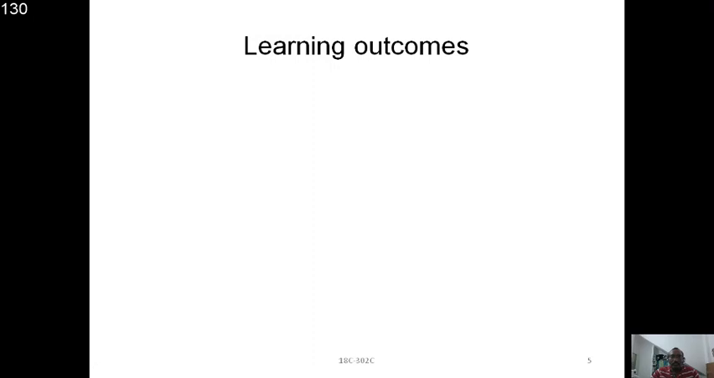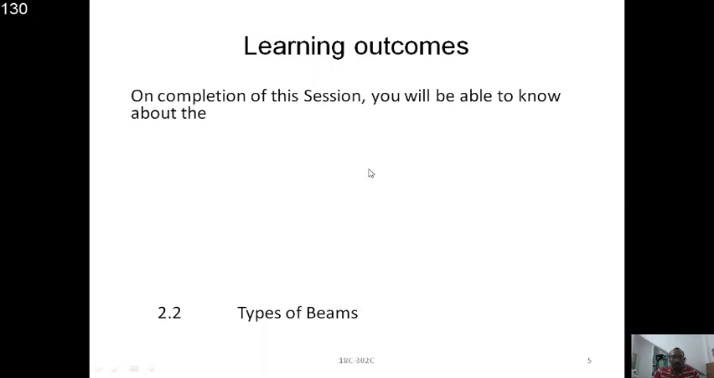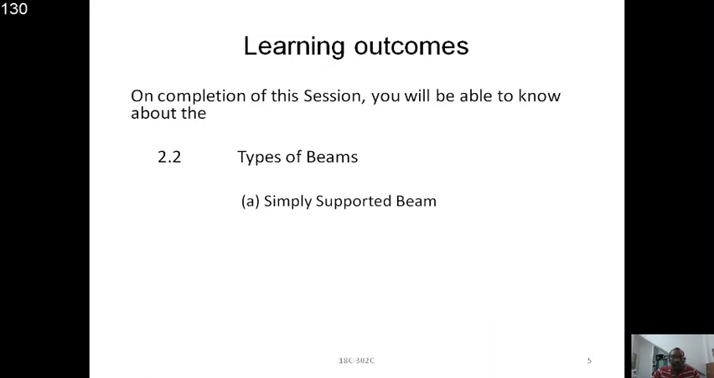Today we are going to learn about the types of beams and the definition of a beam, and we will see the cases of beams depending upon the support conditions. So actually the term beam is one of the parts of the structure.